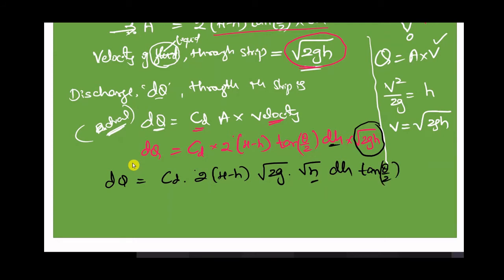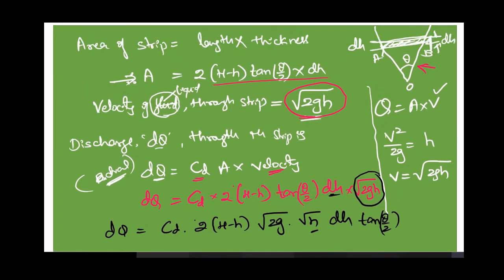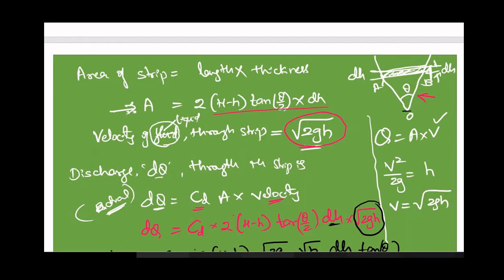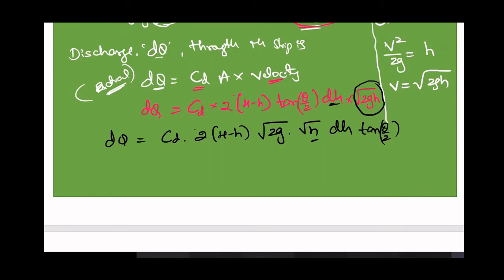Now I need the total discharge through the notch. Here is the equation which gives the discharge through a small strip. I need the total discharge from the 0 point, this O point, to the top, where the total height is h. Now I need to integrate this equation between the limits 0 to h. 0 is the bottom portion of the notch and the top, the height of water, is h. So I will integrate the above equation between the limits.